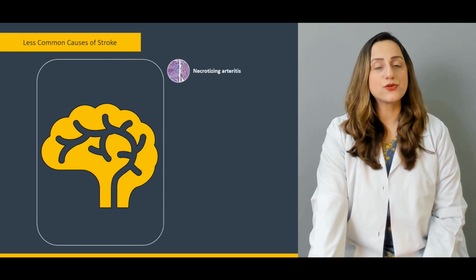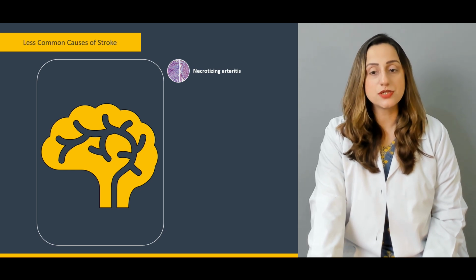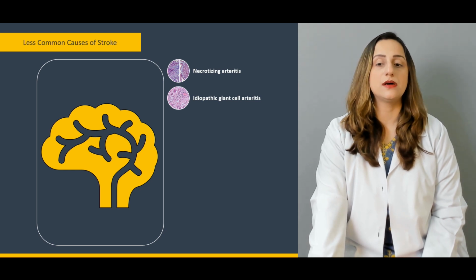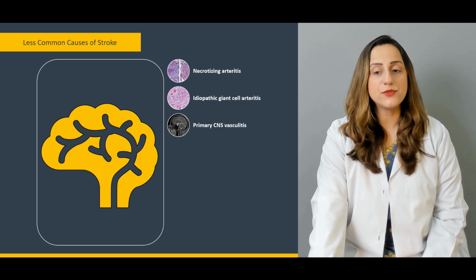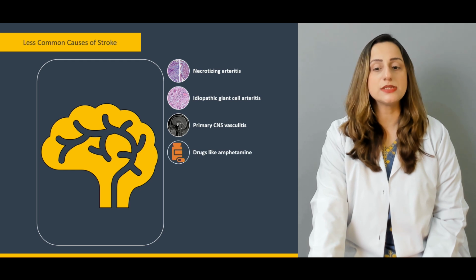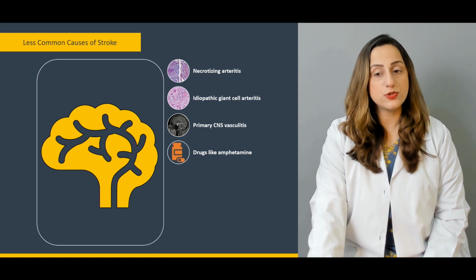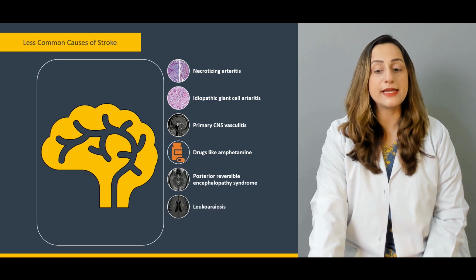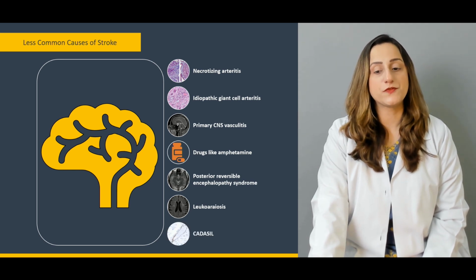Then we have necrotizing arteritis, which is another variant of the autoimmune disorders. We have idiopathic giant cell arteritis, which is another autoimmune disorder. Then finally, we have primary CNS vasculitis in particular patients. Drugs like amphetamine also make the person more prone, so drug addictions and any drug abuse are to be noted down. Posterior reversible encephalopathy syndrome and conditions like leukoaraiosis also predispose patients towards the development of stroke.